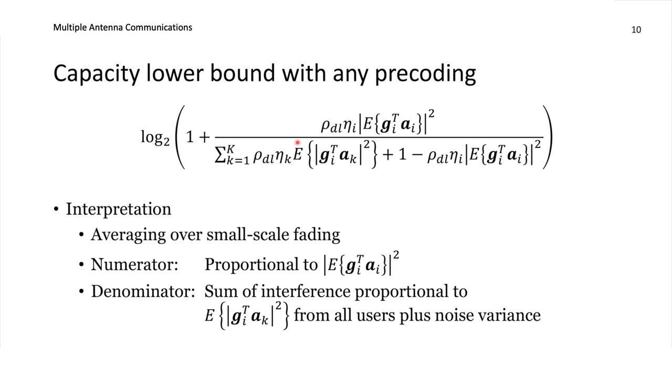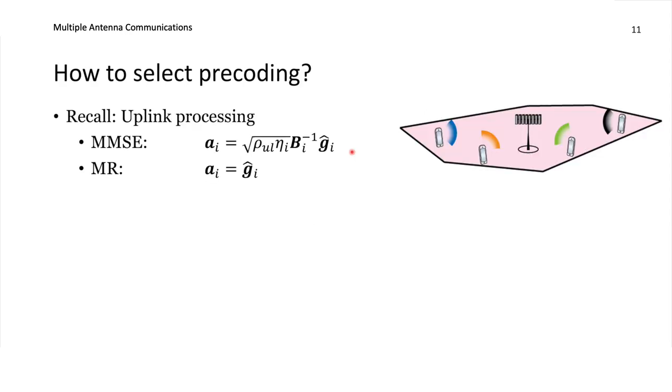But in this capacity lower bound for the downlink, we have all of the precoding vectors in the same expression. We have A_I for user I, and we have A_K for user K, and we have a summation over all of the users. So all of the A_K vectors need to be selected jointly somehow. And the choice that we make for one user will affect all of the other users as well. So one choice of A_I might be focusing the signal on one user and make its numerator as large as possible. But it might also create a lot of interference in the terms of other users. So how should we then select the precoding? Well, let's go back and think about the uplink processing that we were talking about.